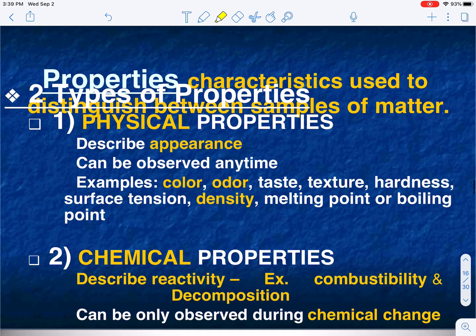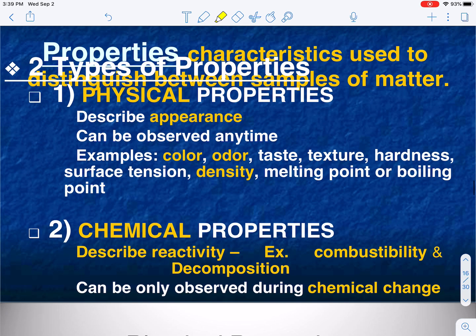All right, next I want to get into properties. Now, this came off a little weird, but on your notes it'll look a little bit easier to see. You're going to have to realize that the characteristics used to distinguish between samples of matter are called their properties. Again, characteristics used to distinguish between samples of matter. For some reason, when I downloaded this on Notability, it just didn't come out exactly correct, but no problem there. You guys can figure that out. You're just going to write what's in yellow.